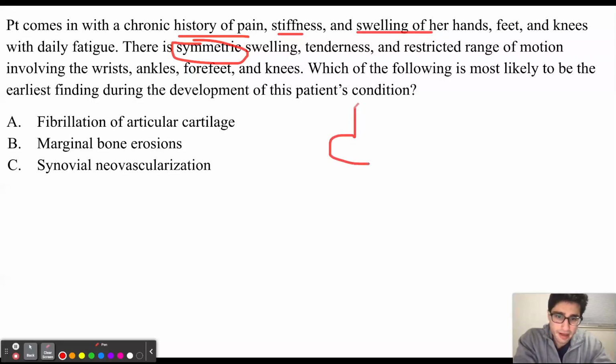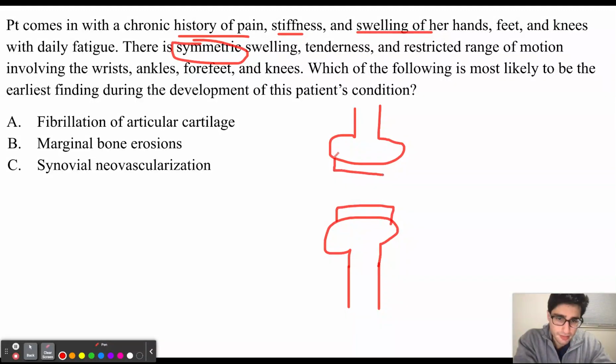Now, let's start off by drawing the bone and visually seeing what is going to happen. Now, here is the bone, and on top of the bone, we have the articular cartilage sitting on top of it. Here we have the joint capsule, and lining the joint capsule, we have the synovium. Let's draw the synovium in blue.